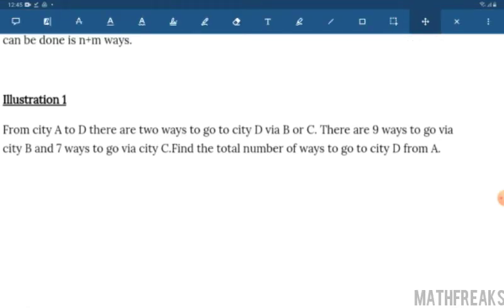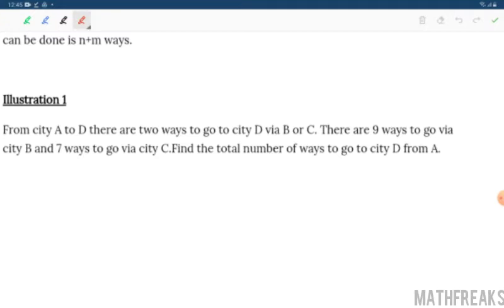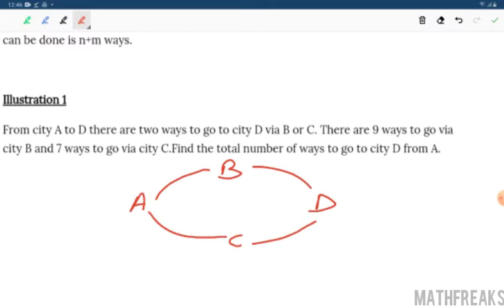The illustration would make it clear. What do I mean by the word independent? From city A to D, there are two ways to go to city D, either via B or C. There are 9 ways to go via B and 7 ways to go via city C. Find the total number of ways to go to city D from A. Going through city B or through city C, the two events are independent of each other. Via B we can go in 9 ways and via C in 7 ways. So the total number of ways is 9 plus 7 equals 16, because these cases are independent of each other.